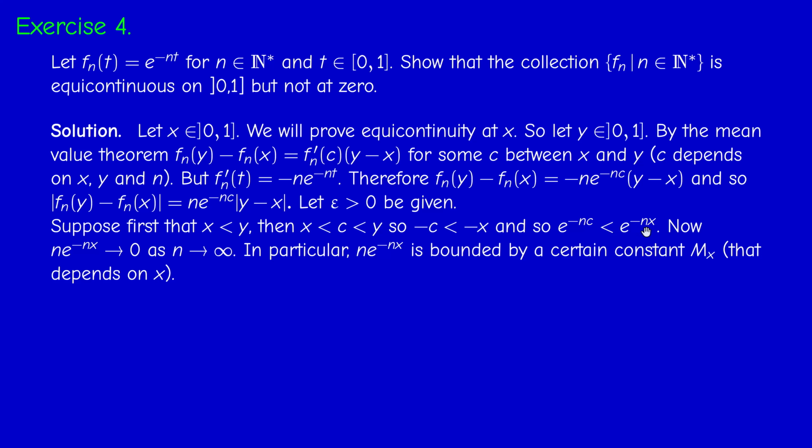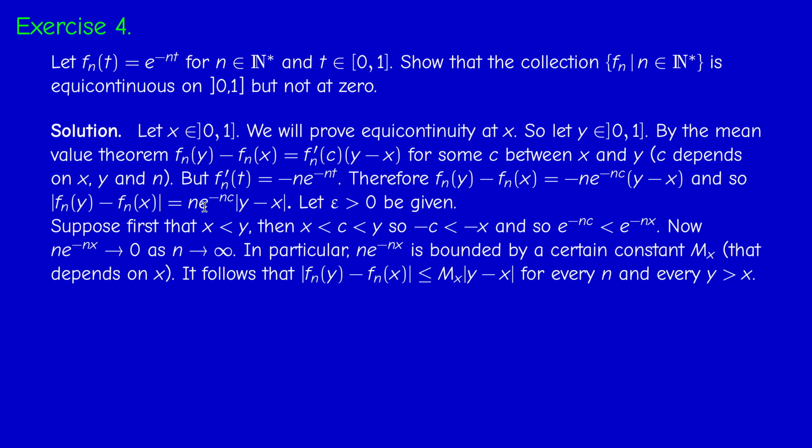If this quantity is bounded by mx, then also this quantity is less than mx. So in this case, the distance between Fn of y and Fn of x is less than this constant mx times y minus x. Of course, this is true for every n, because when I say it's bounded, it means that the constant does not depend on n. But this is of course true under the assumption that y is bigger than x, so I can drop the absolute value here.